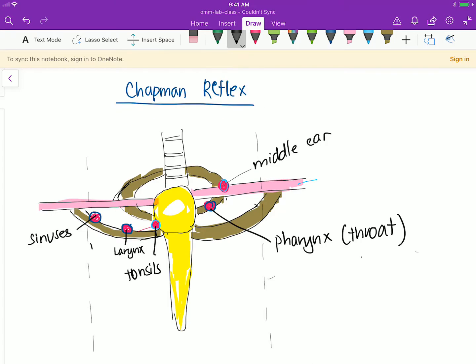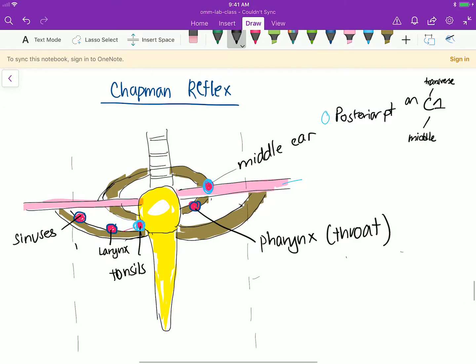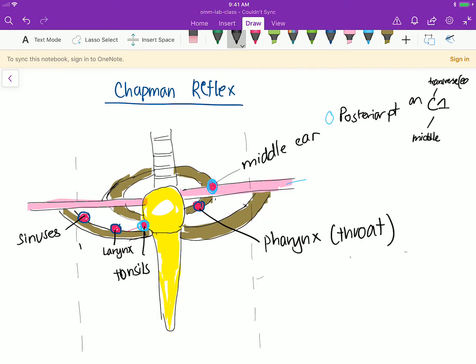So now you will notice that I have put the middle ear surrounded by blue and the tonsils surrounded by blue. The reason is that both of them are posterior points, so let me put this here. Posterior points are on C1. Some of them are on the middle and the other one is on the transverse. So middle ear is going to be the transverse process, and in the middle is going to be your tonsils.